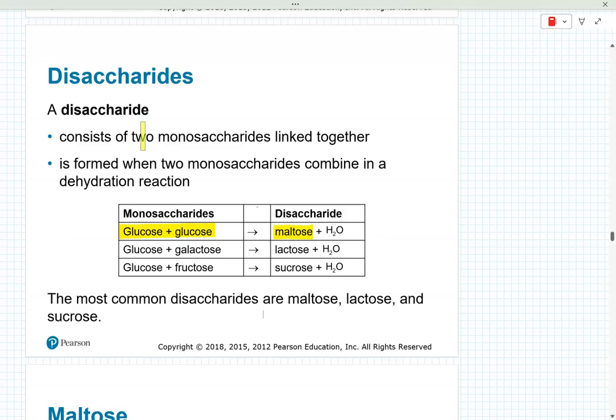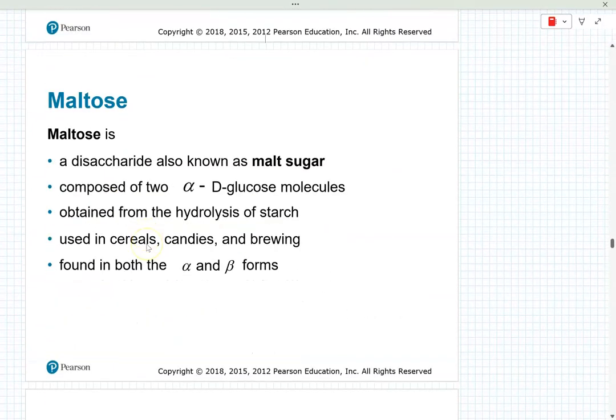Anything malted, actually. It doesn't have to be beer, anything that contains malt. You combine glucose and galactose, you have a milk sugar, lactose. And if you combine glucose and fructose, you get a table sugar known as sucrose.